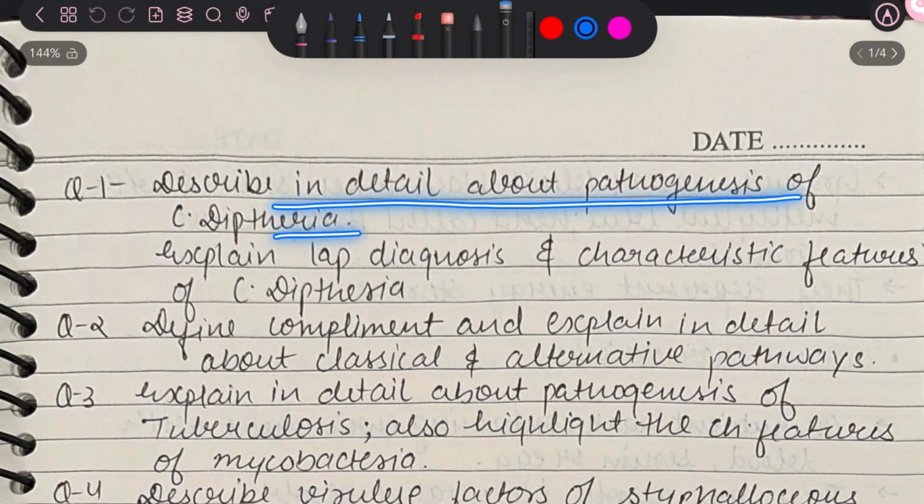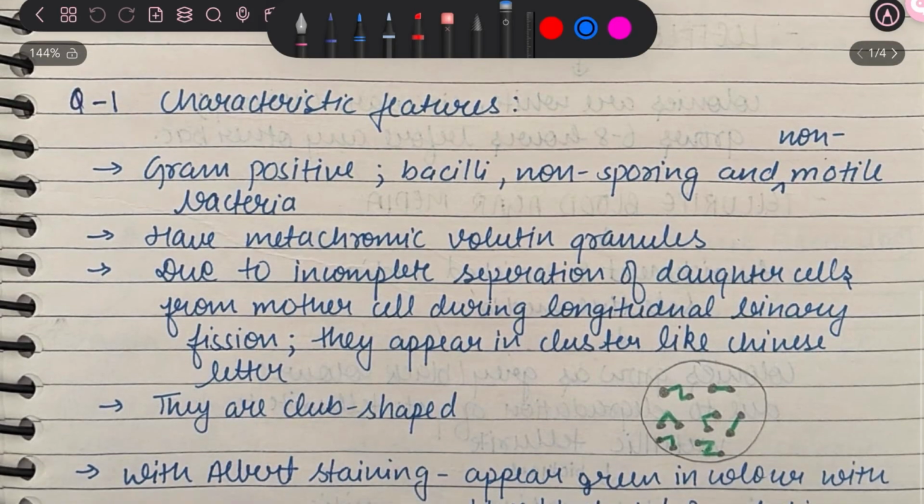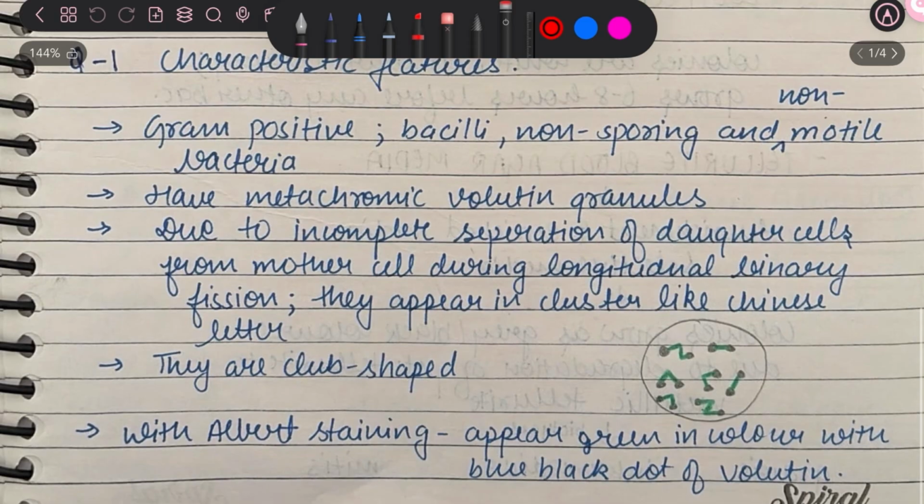This was a class assignment where I had a question for Corynebacterium diphtheriae. So starting the answer, firstly I'll write the characteristic features of the bacteria, if it is gram-positive or not, if it is bacillus or coccus, sporing or non-sporing, and non-motile or motile. Then particular specifications about the bacteria, because I was writing about Corynebacterium, it has volutin granules, it has daughter cells, mark important lines like it has Chinese letter arrangement, or a well labeled diagram. This all comes under characteristic features of the bacteria.